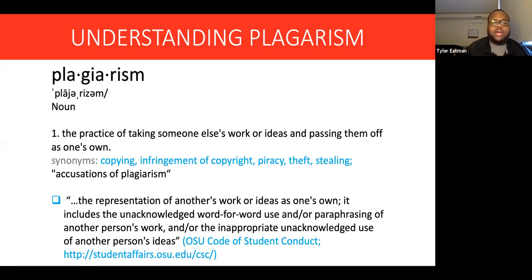Now, another thing that is important to talk about, and if I didn't talk about it, it would be really wrong of me, is understanding the idea of plagiarism. Plagiarism is the practice of taking someone else's work or idea and passing it off as your own. This is why we talked about making sure you cite your sources, finding all the sources, citing them, and giving them the credit that is due.